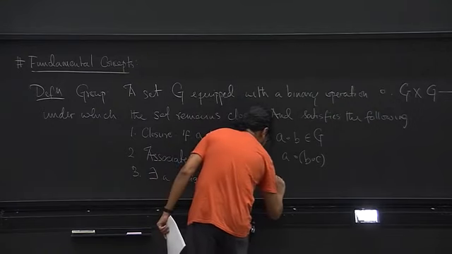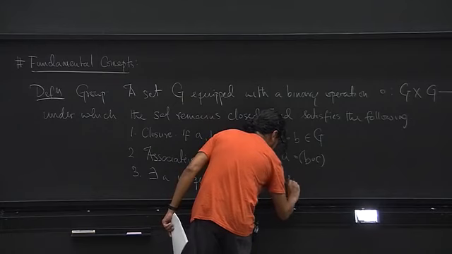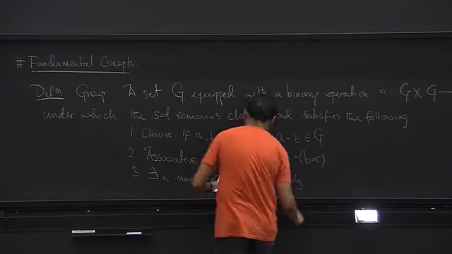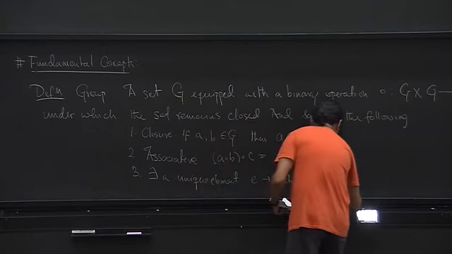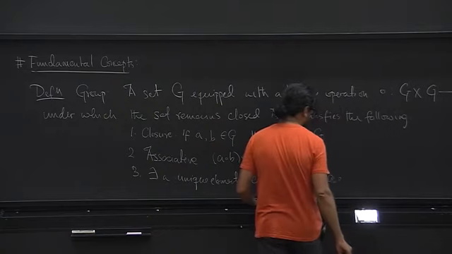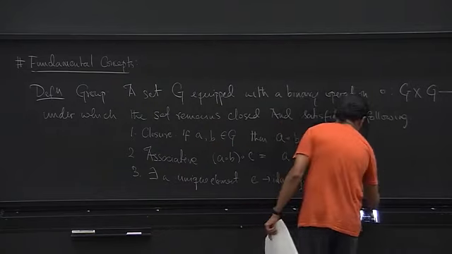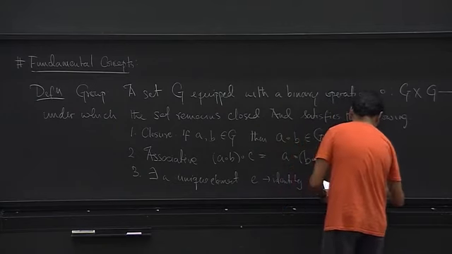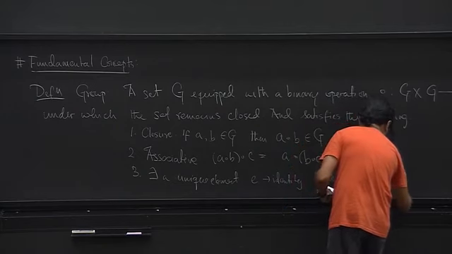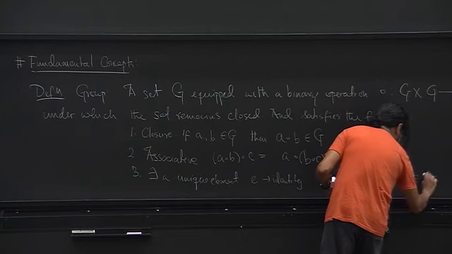So this is known as the identity. Such that if you multiply any group element A with the identity from the right, you get A back for all elements in G.